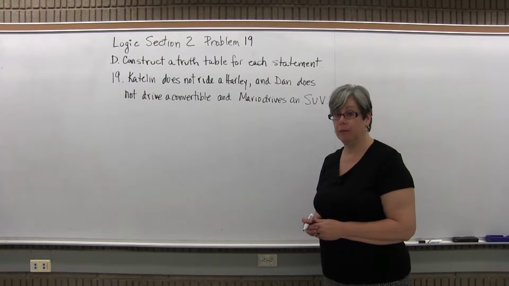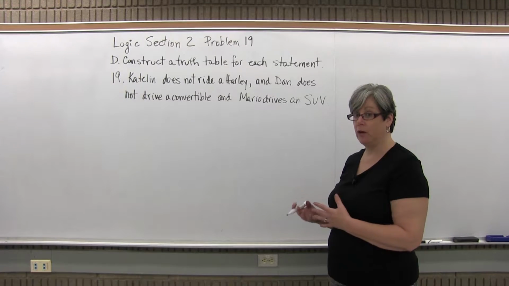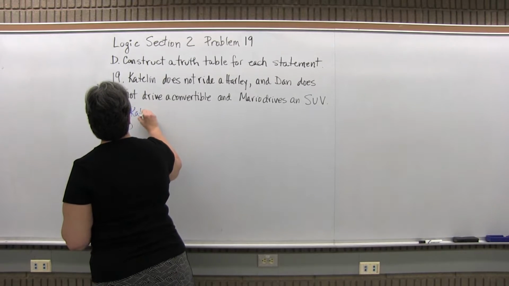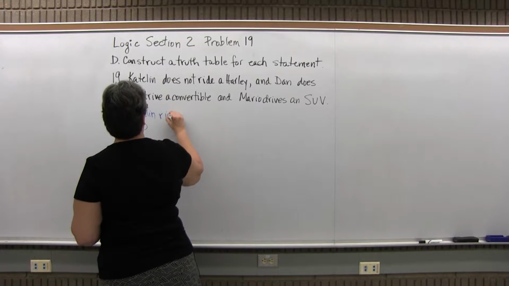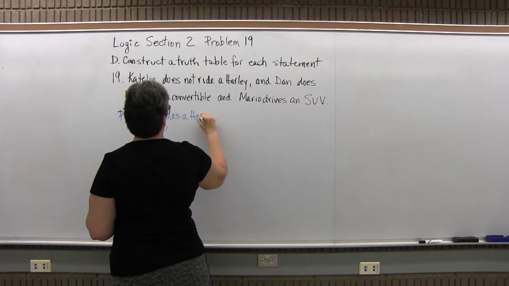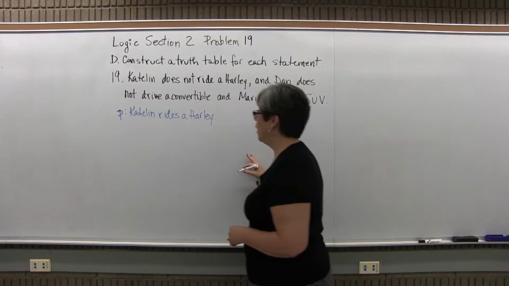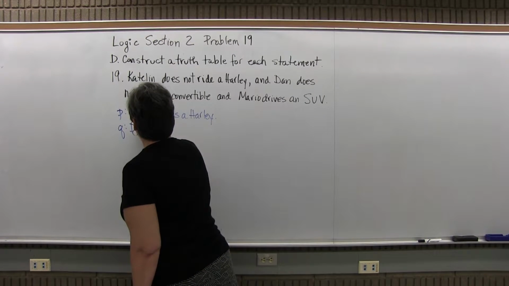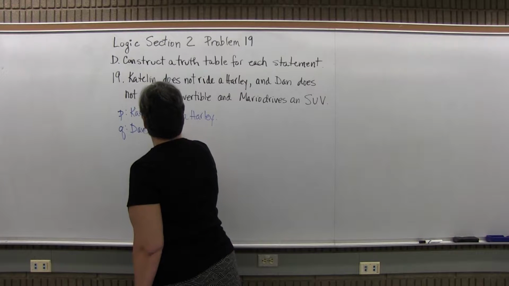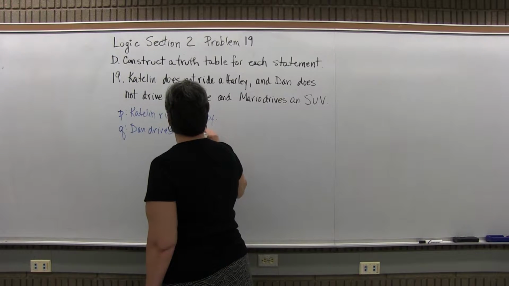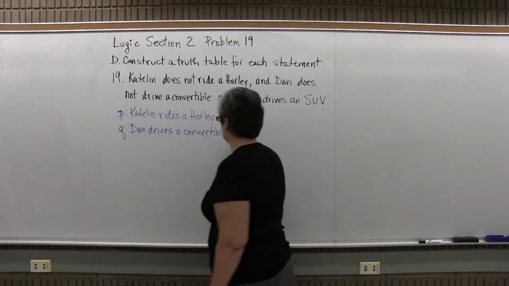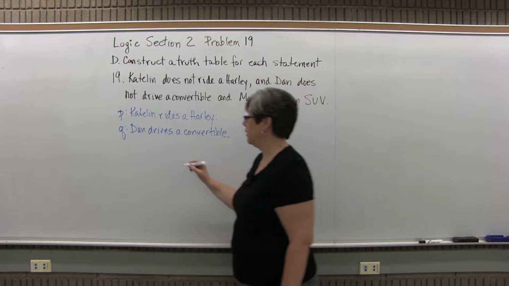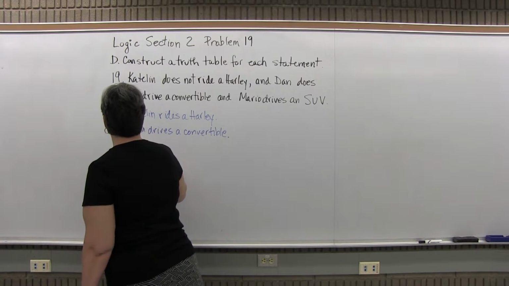Let's start with the simple statements we have here, being sure to take away any negations. P, Caitlin rides a Harley, keeping that in the positive. Q, Dan drives a convertible, again, removing any negation. And R, Mario drives an SUV.